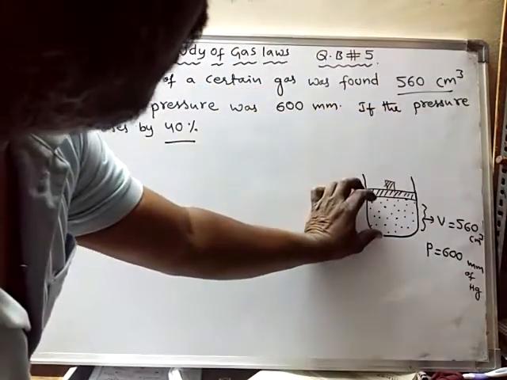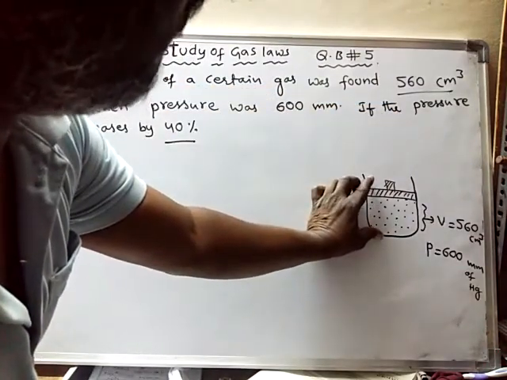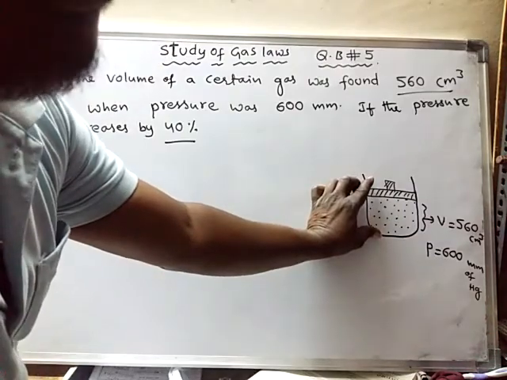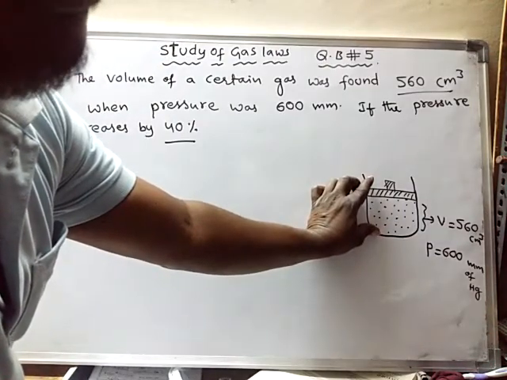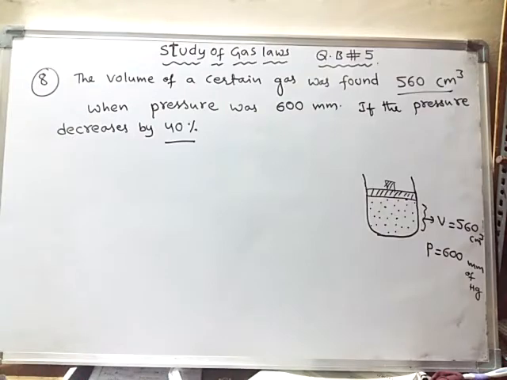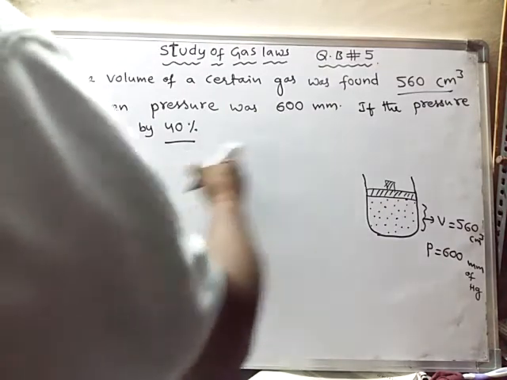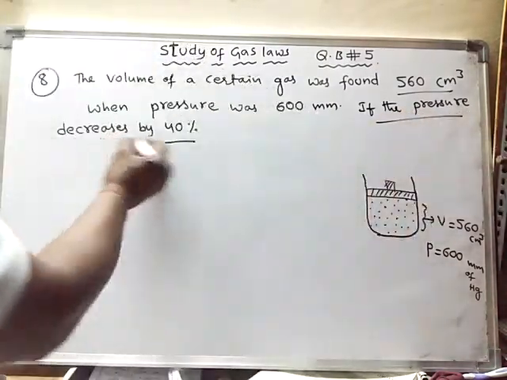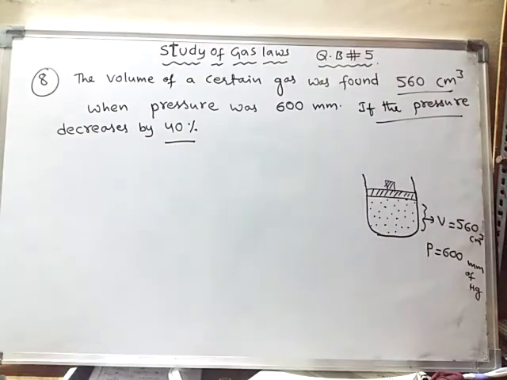So the gas molecules will become free and they will increase their volume because that gas is under low pressure. That means here the pressure is decreased. If the pressure is decreased by 40%, find new volume of gas.